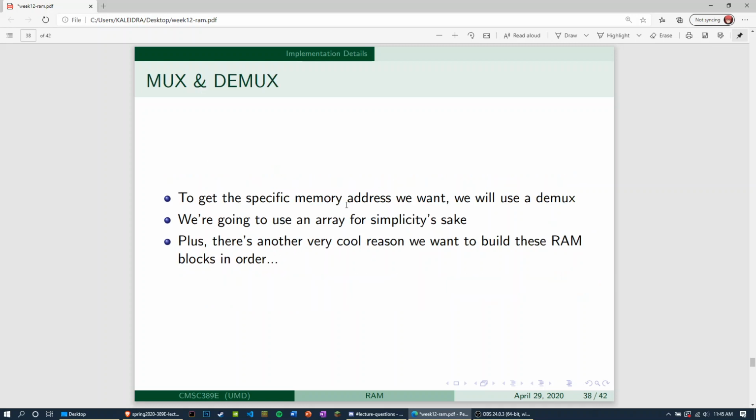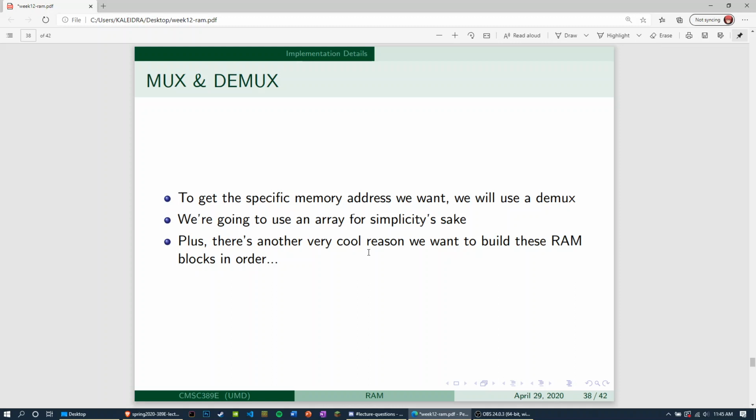So it is a multiplexer, mux and demux. To get the address we want, we'll use a demux, and we're going to use an array for simplicity's sake here. We could totally use a matrix, but an array is just a much simpler way to pull from this, and that's what you're going to be doing in your project.